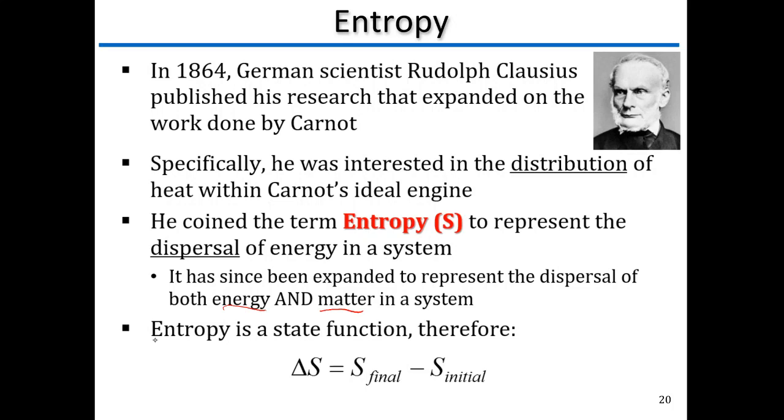We define entropy as a state function. We define this as delta S, capital S for entropy, so delta S is just the change in entropy. Again, it's a state function, so all we care about is the final and the initial. Where do we end up and where do we come from? So we're going to define that as delta S, or in other words, the change in entropy.